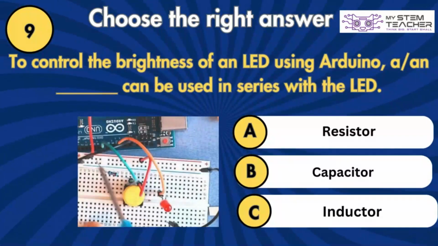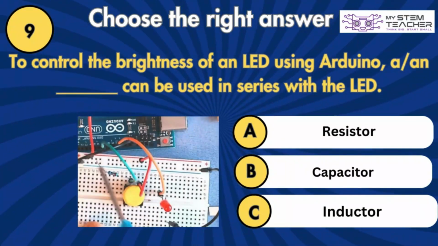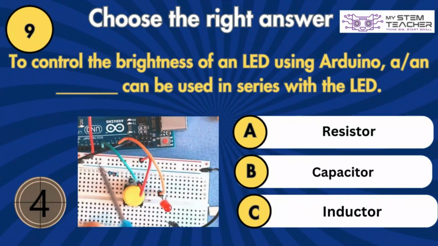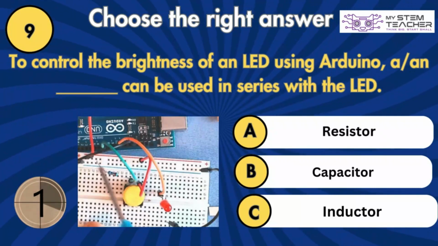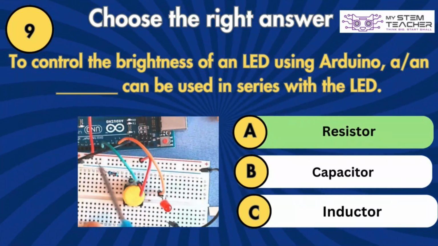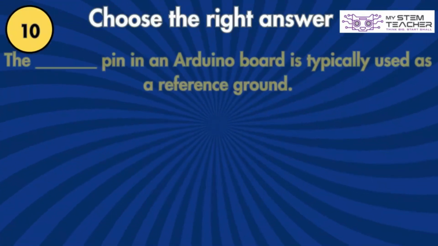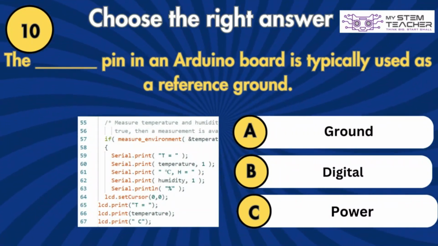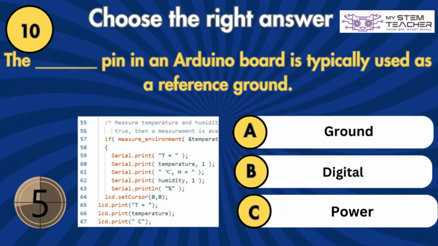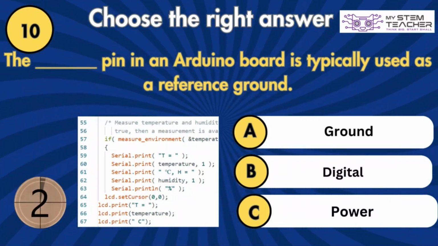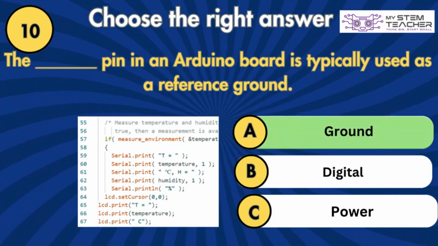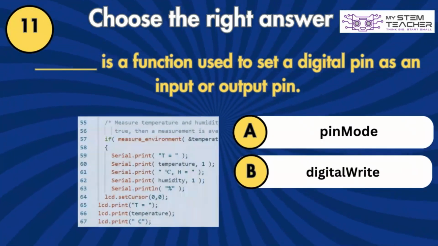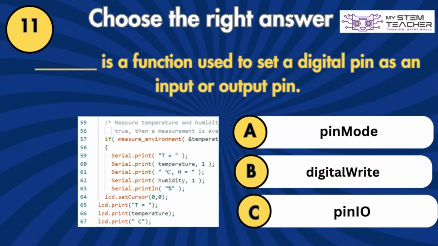To control the brightness of an LED using Arduino, a blank can be used in series with the LED. The blank pin in an Arduino board is typically used as a reference ground. Blank is a function used to set a digital pin as an input or output pin.